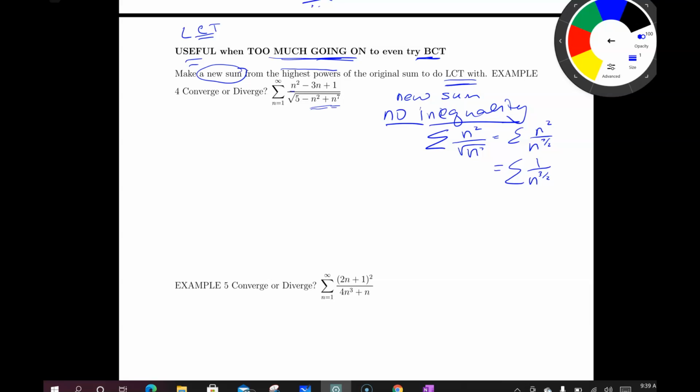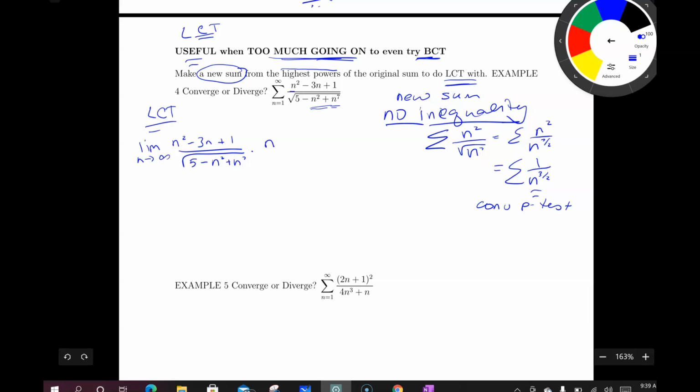Okay, so I'm ready to do my limit comparison test. I'm going to be taking the limit as n goes to infinity of my original guy, so I've got to write the whole thing down in its great glory, times the reciprocal of the one that I know what it does. Oops, I forgot to say, what do I know this does? This converges by p-test, correct? So I'm going to be multiplying by n to the 3 halves over 1, multiplying by the reciprocal.